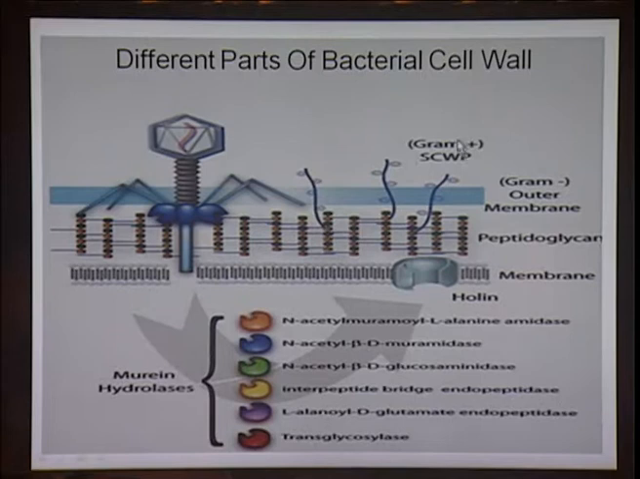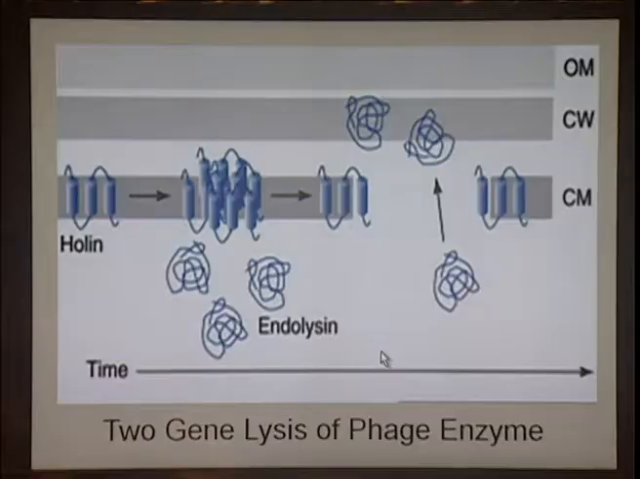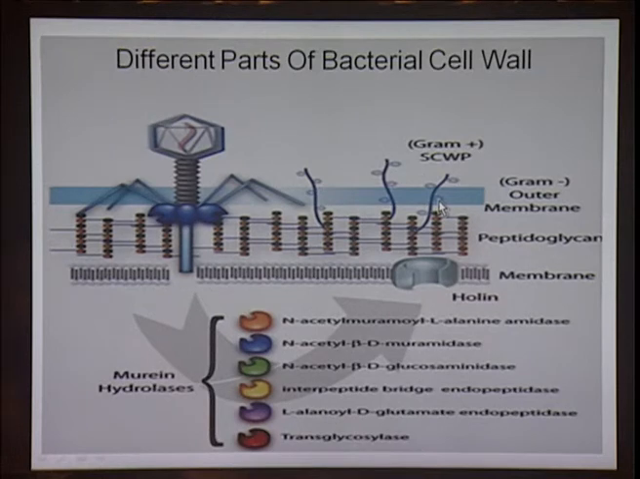The secondary cell wall polymer is present mostly in the gram-positive bacterial cell wall, and these polymers impart rigidity to the peptidoglycan, giving it a definite shape and structure, and at the same time they act as a definite receptor for the phage enzyme, which is there in the form of choline. So this choline receptor is provided by the SCWP, and thereby the bacterial cell wall is degraded by the phage enzyme.